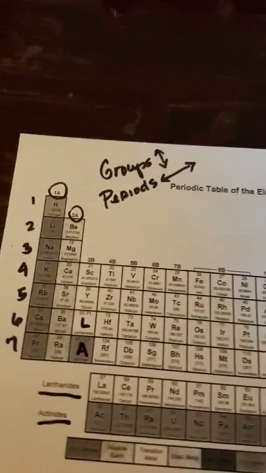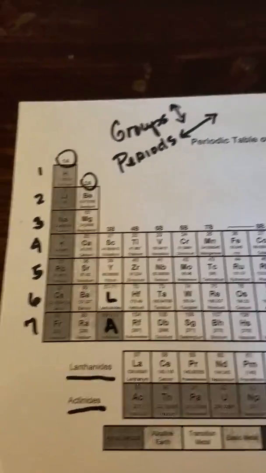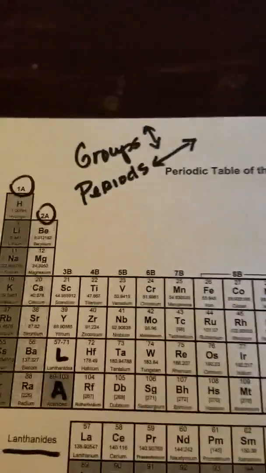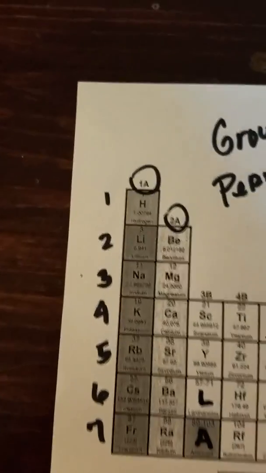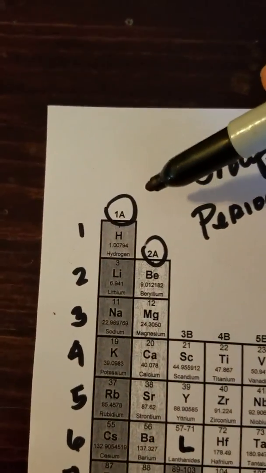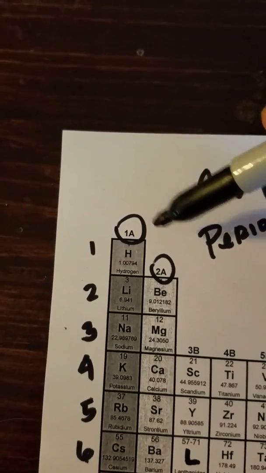Now, why is it important to know the groups and the periods? Well, the periods are pretty much more for navigation. So I can tell you that something's in period 6, say, and you can find it more easily. The groups, however, have a more important function, not only for navigation, but also the group number tells you the number of valence electrons. So we see here group 1A, those guys all have 1 valence electron.